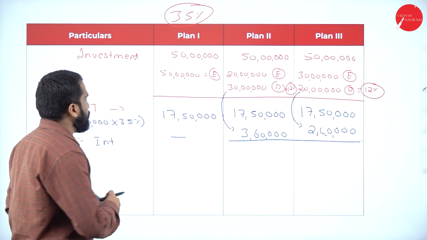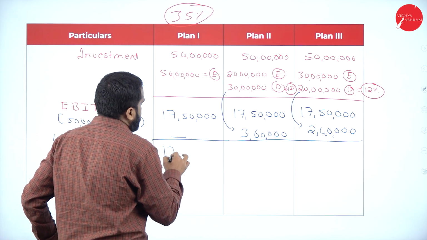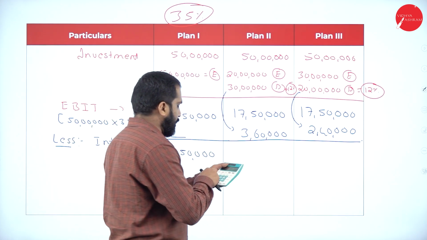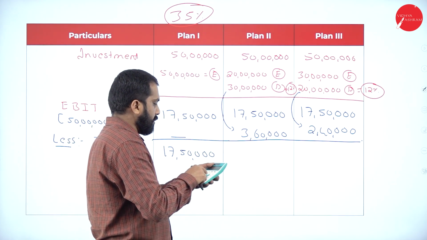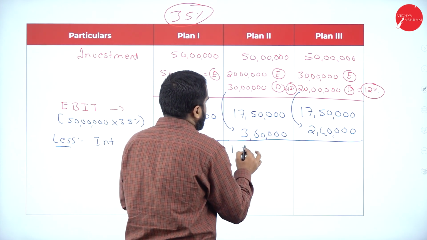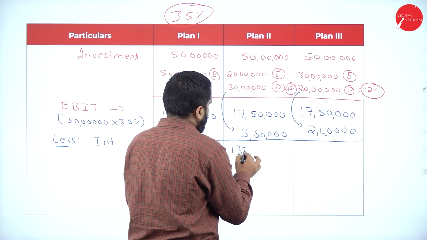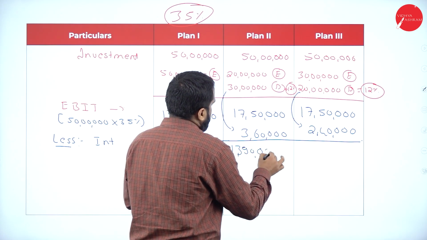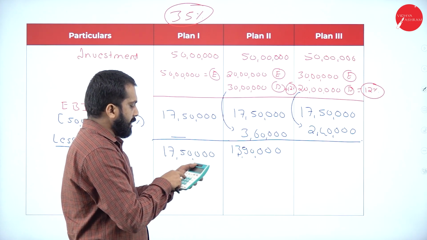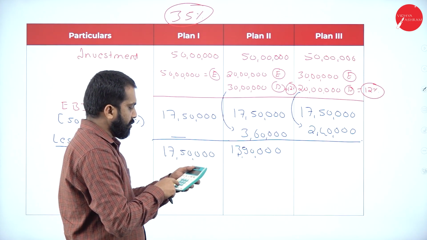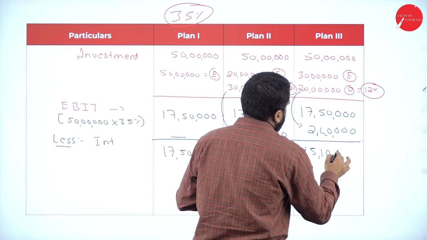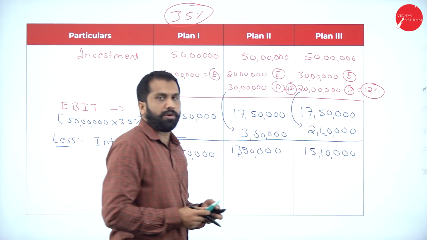Now, what will be your answer now? 17,50,000 minus 3,60,000. It is 13,90,000. Similarly, if you go for next, 17,50,000 minus 2,40,000, you will get 15,10,000. Hope you are clear.